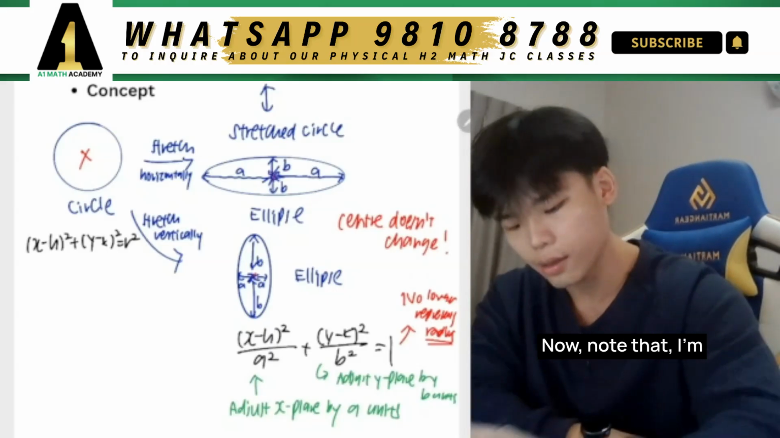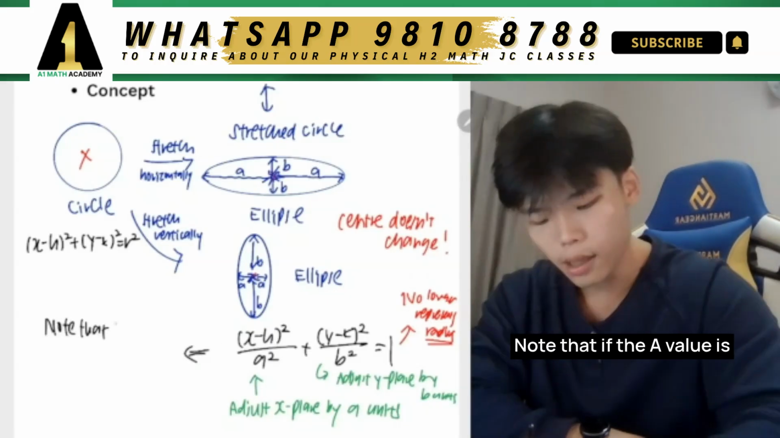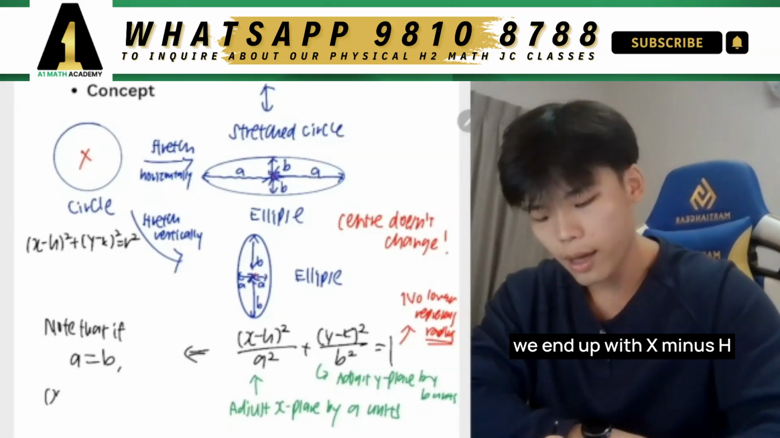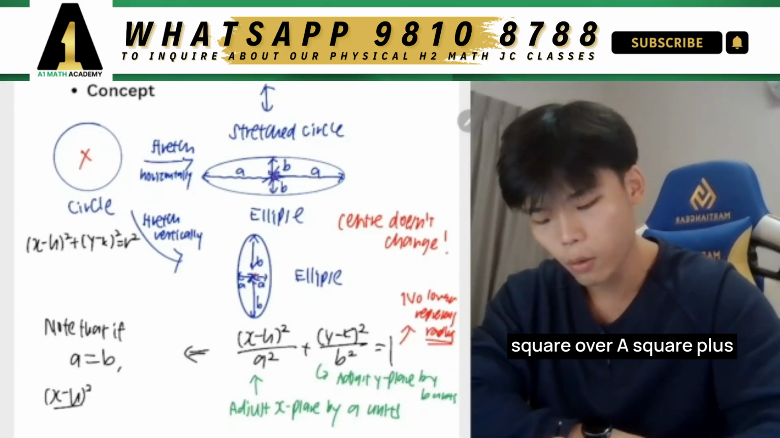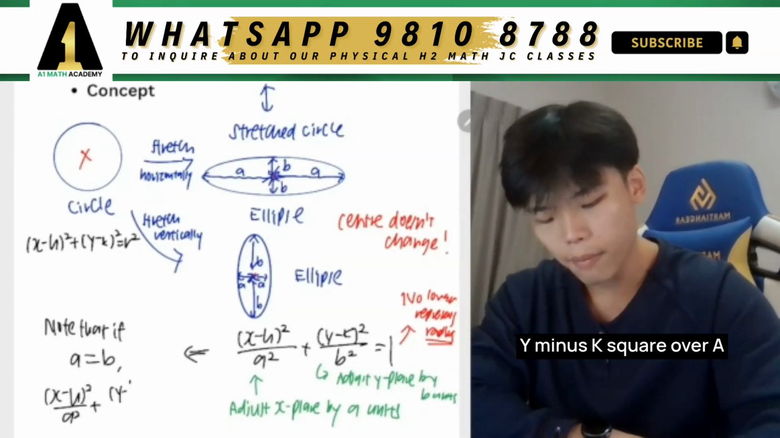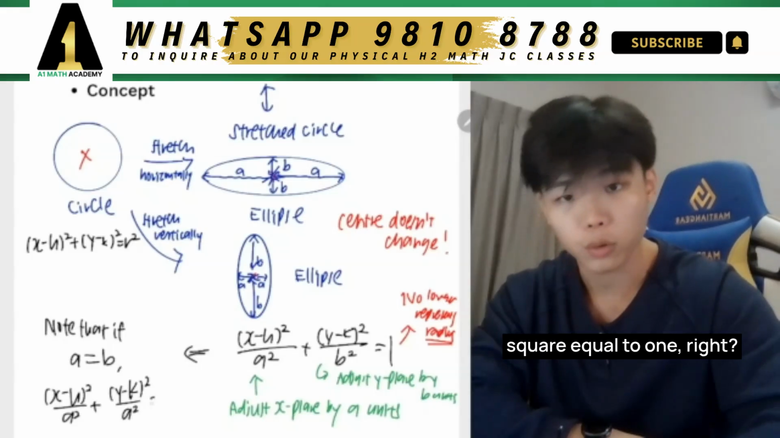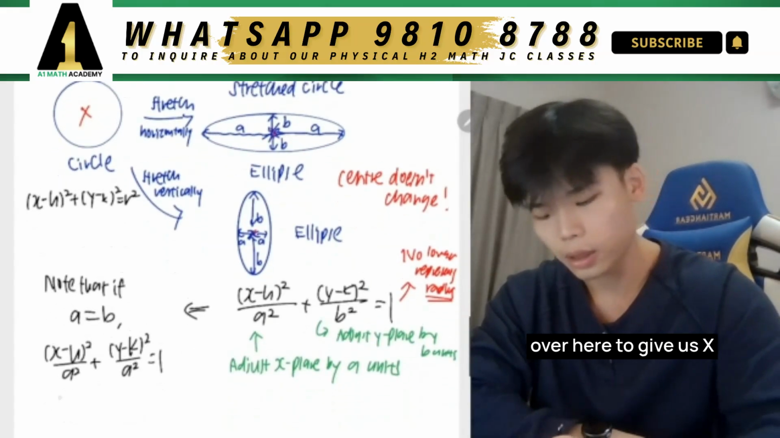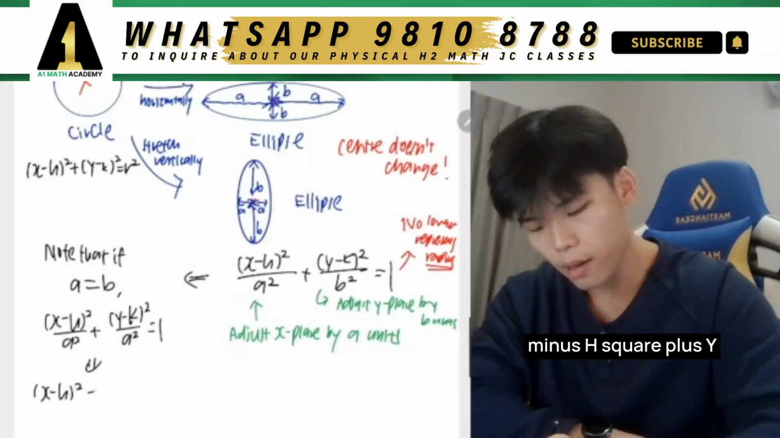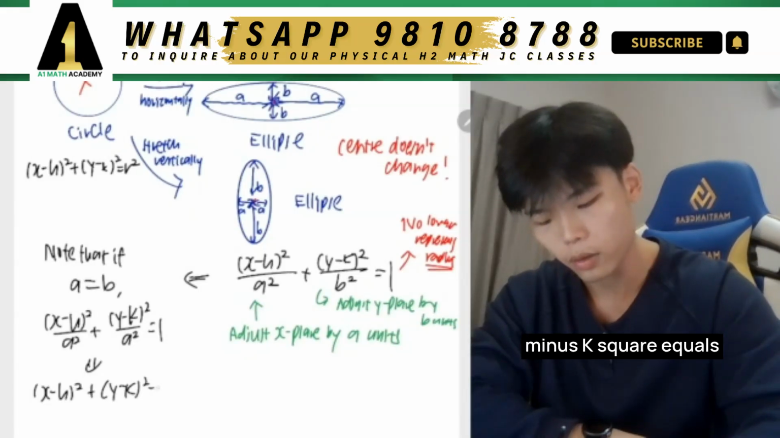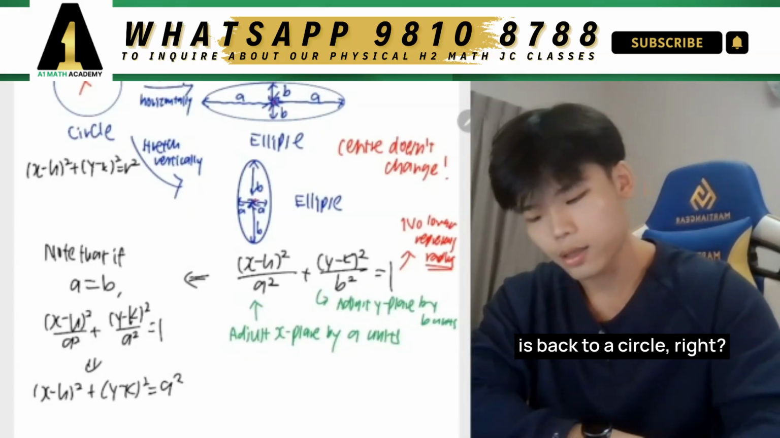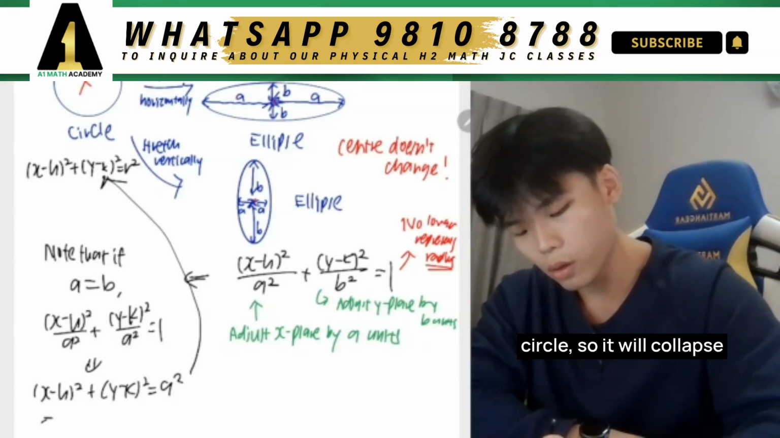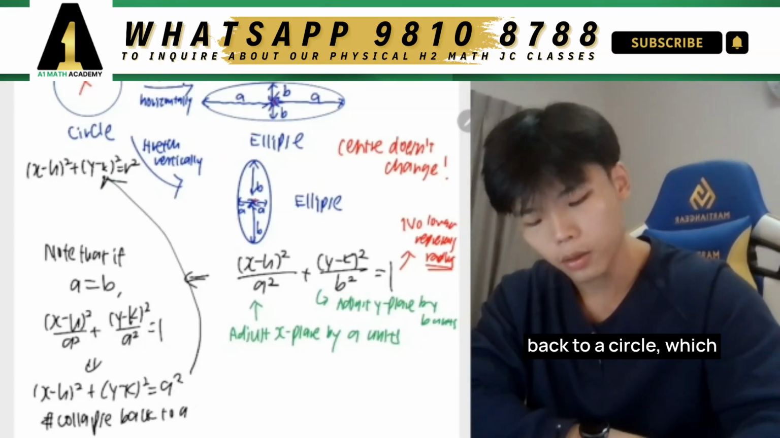Now note that if the a value is the same as the b value, we end up with (x minus h) squared over a squared plus (y minus k) squared over a squared equals 1. And then we are able to manipulate this to give us (x minus h) squared plus (y minus k) squared equals a squared, which is back to a circle. It will collapse back to a circle.